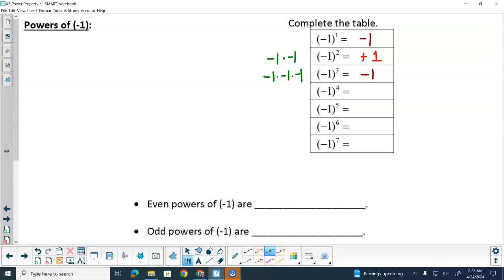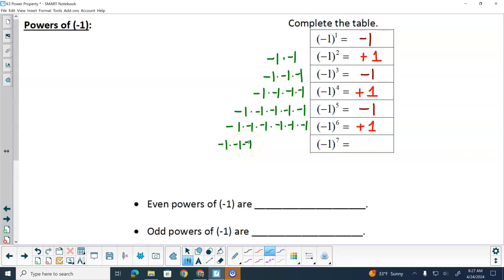-1 to the 4th power. Because it's -1 times -1 times -1 times -1, which gives me +1. -1 to the 5th power. -1 times -1 is +1, times -1 is -1, times -1 is +1, times -1 is -1. -1 to the 6th. 1, 2, 3, 4, 5, 6. +1. -1 to the 7th.